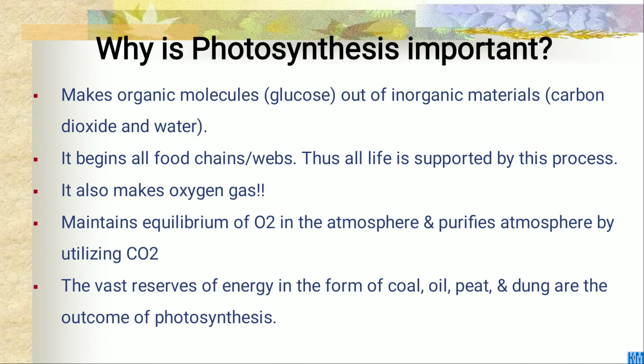It also makes oxygen gas. In the process of photosynthesis, oxygen is released and CO2 is absorbed from the atmosphere. It maintains the equilibrium of CO2 in the atmosphere and purifies the atmosphere by utilizing the CO2. The vast reserve of energy in the form of coal, oil, peat and dung are the outcome of photosynthesis. This is the useful outcome of photosynthesis.